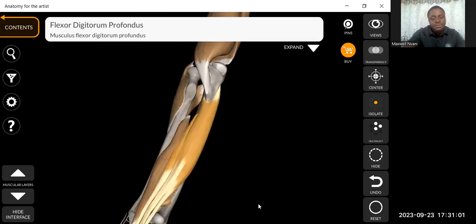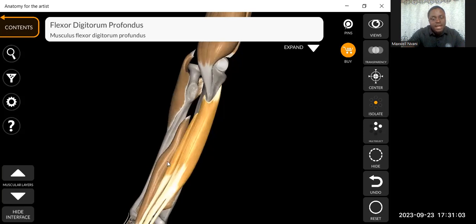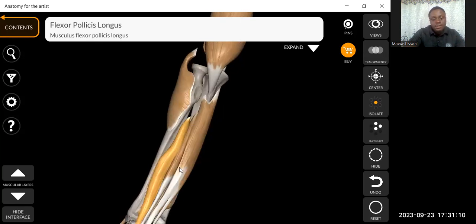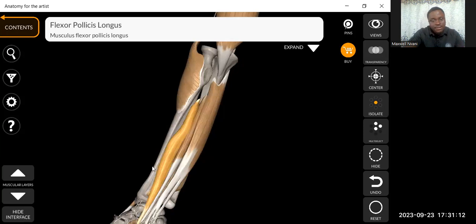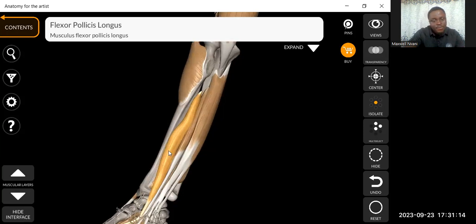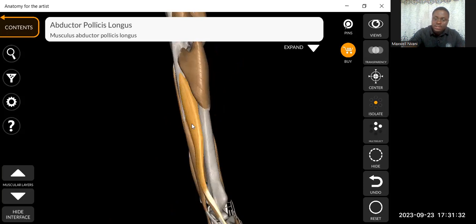Now, so we have that. We also have the flexor pollicis longus. This is on the radius. You can see it there. Okay, this is your flexor pollicis longus right there, coming from the radius on the anterior aspect, anterior surface. Then let's proceed. Now, let's go behind and see what is here for us.